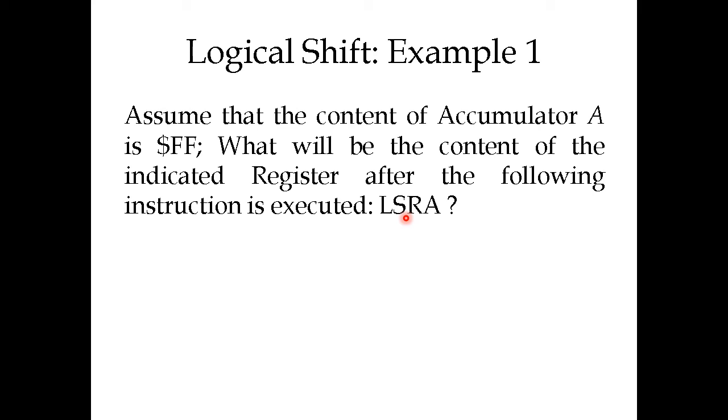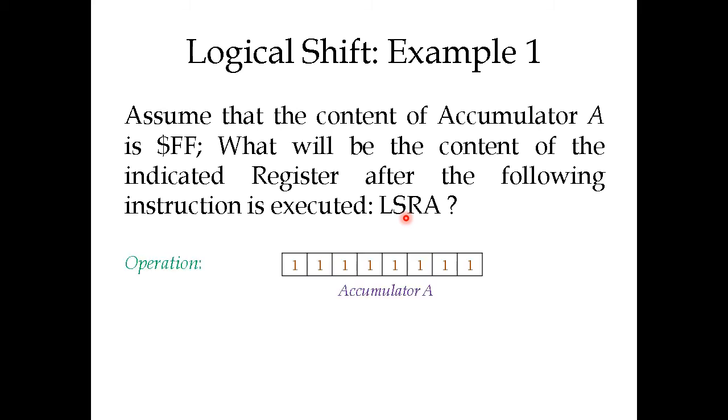It doesn't need an operand because you are just saying do the logical shift right for accumulator A. Whatever content you have in accumulator A, the logical shift right will apply to it, so there is no need for any operand. You understand probably why it is inherent. Now, the content of accumulator A is FF, that means 8 ones. So you have this at the beginning before we start executing the instruction.